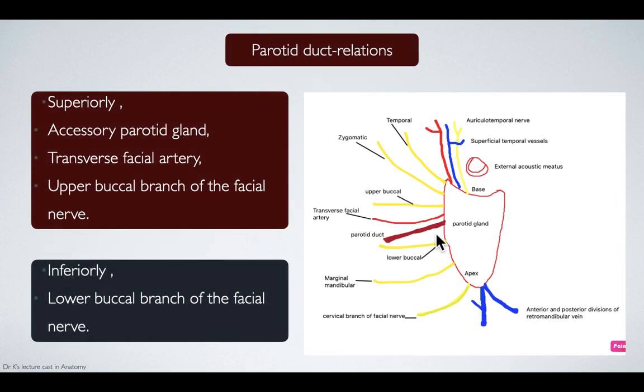Now it is very easy to talk about the relations of the parotid duct. With the same picture, can we see the superior and inferior relations? Superiorly, you can say transverse facial artery, the upper buccal branch of the facial nerve, and sometimes there is an accessory parotid gland here. And inferiorly, the lower buccal branch of the facial nerve. So these are the relations of the parotid duct.